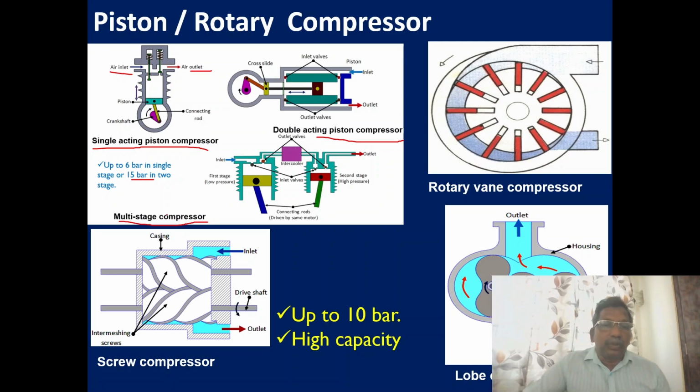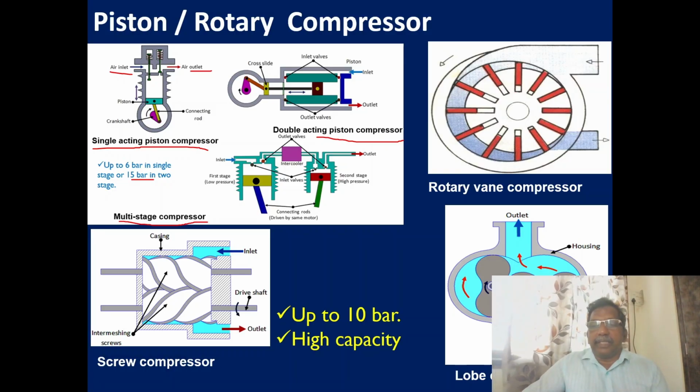The next one is a screw compressor. If we need more capacity, high power, then high pressure, we can go for a screw compressor. Similarly, in rotary type we are having vane compressor and lobe compressor. More volume we are getting, more pressure also we are getting. So these are all the different types of compressor.